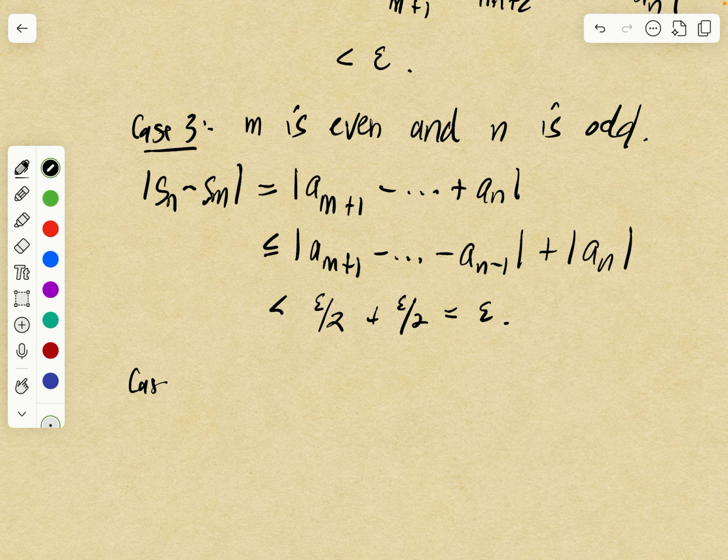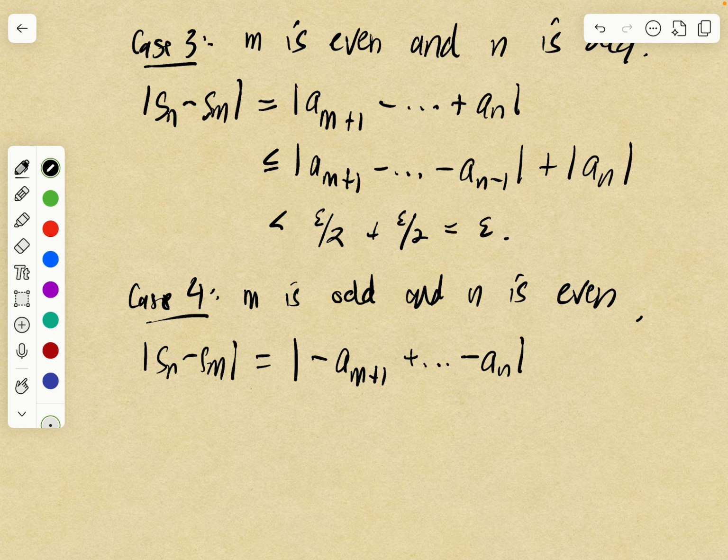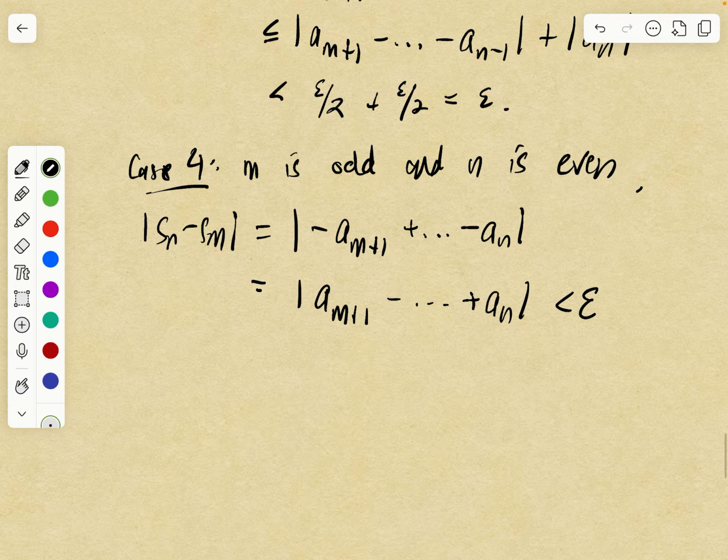And then in case 4, it's basically the same thing, right? If m is odd and n is even, then this absolute value is going to be the absolute value of negative A sub m plus 1 plus dot dot dot minus A sub n, and then you just factor out the negative 1, and so it's the absolute value of A sub m plus 1 minus dot dot dot plus A sub n, and then by the previous case this is less than epsilon. And that proves the alternating series test.